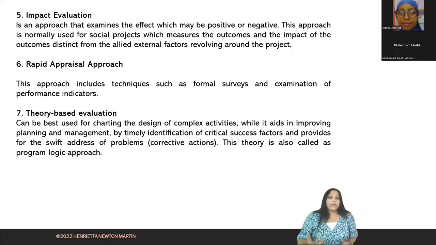Next is impact evaluation technique. As the name suggests, it studies the impact, it evaluates the impact. It is an approach that examines the effect, which may be either positive or negative. What is the effect of a particular thing, the impact of it, whether it is positive or negative. So this approach is normally used for social projects, which measures the outcomes and the impact of outcomes distinct from allied external factors revolving around the project.